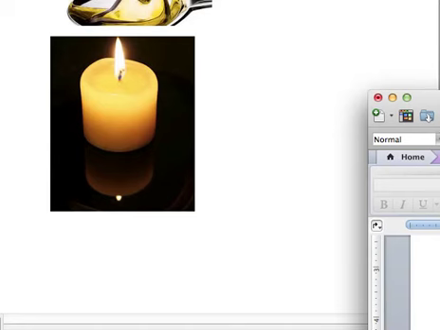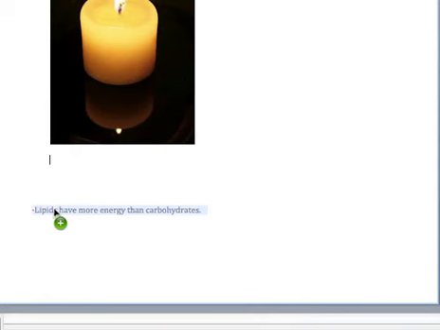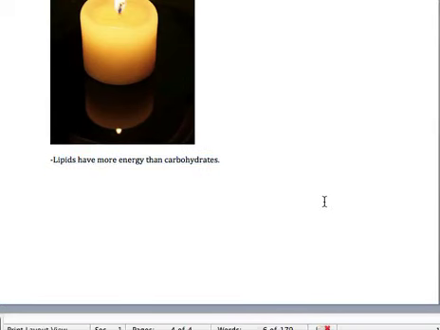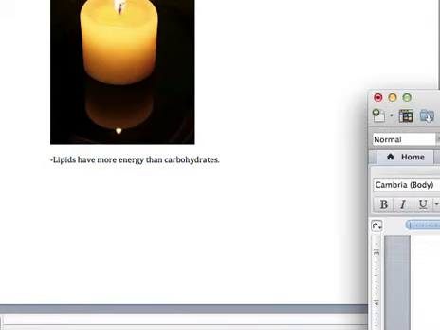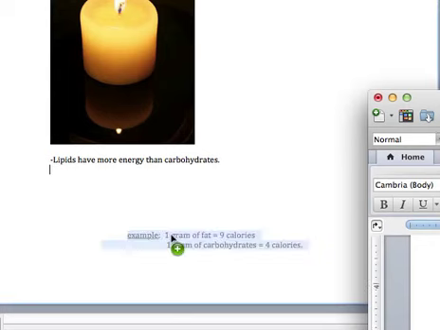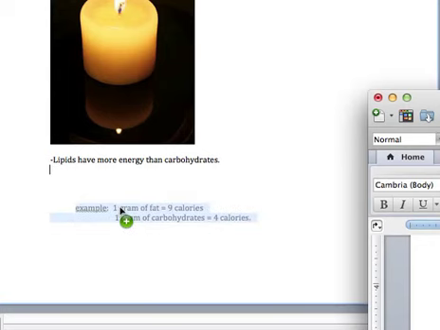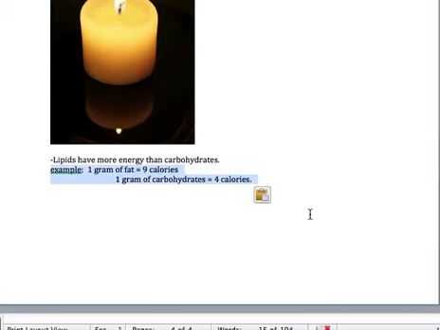Okay, now the difference between lipids and carbohydrates, even though they're made of the same things, is that lipids have a lot more energy in them than carbohydrates do. An example is if you look on the nutrition label of any food that you have, maybe in your cabinet or in your refrigerator, and you look at the calorie count, you'll see the calories. If you look at the grams of fat, it'll tell you the grams of fat, and then it'll tell you the amount of calories from fat.